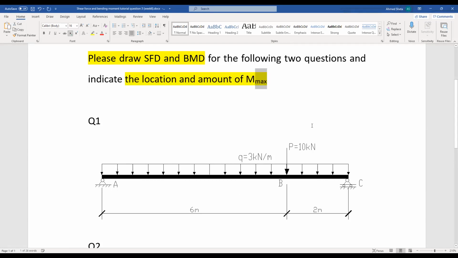Okay, so we have these two requirements for each problem. I will now start solving this with you.